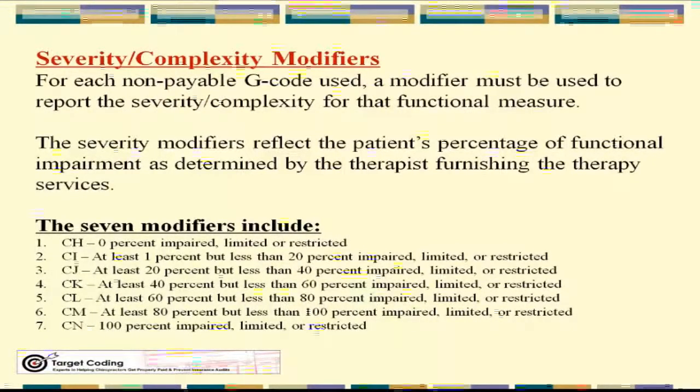So we have the reevaluation, for example, 97002. We're going to do the NMR again. We're going to do manual therapy this time. Again, all the GP modifiers.